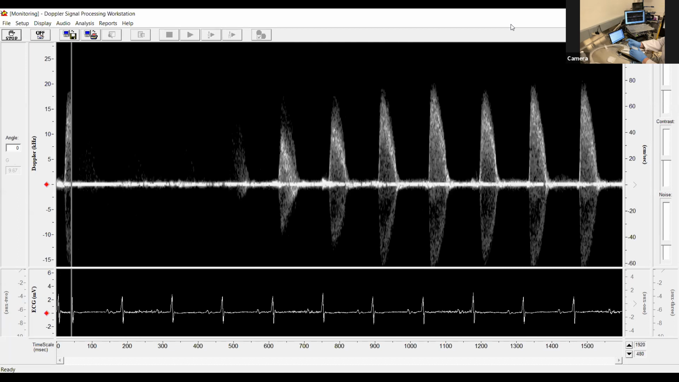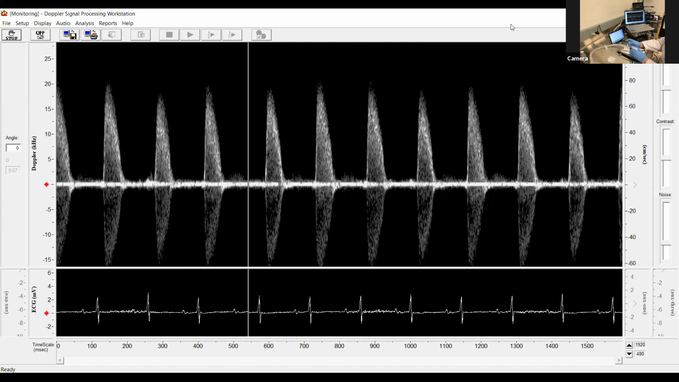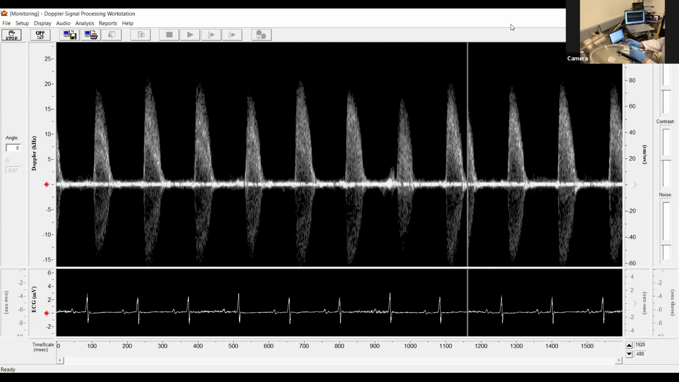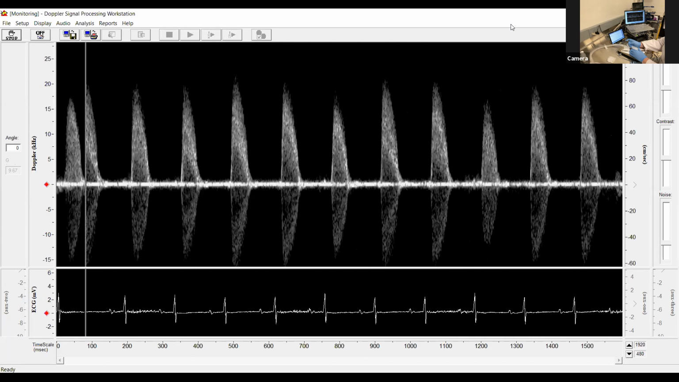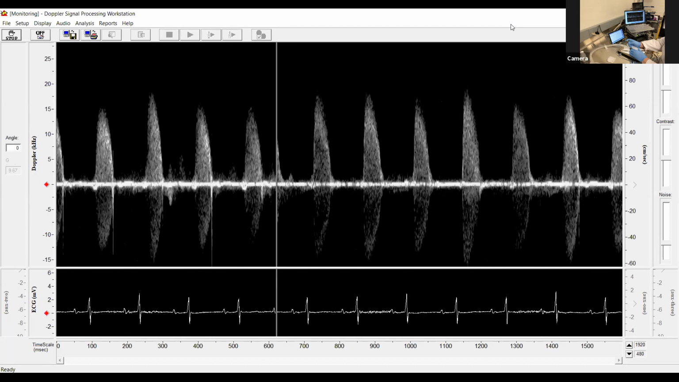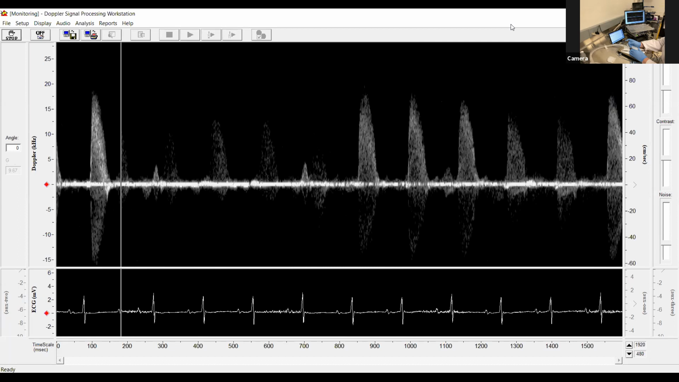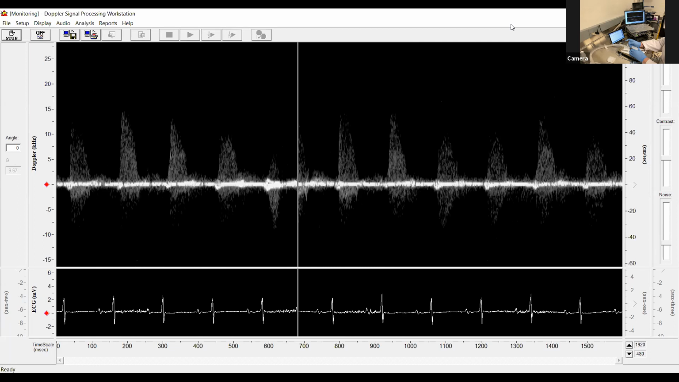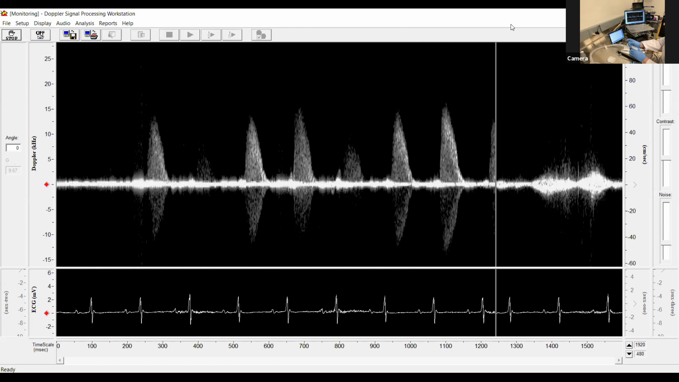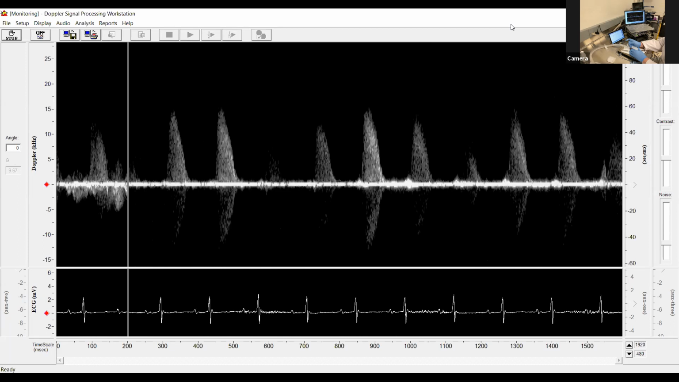Okay, so we will see a nice strong signal from the aorta. So this is our aortic outflow. So again, we're seeing a nice strong signal moving in the positive direction. From there, you'd be able to measure the velocity and area under the curve and get some measurements in terms of timing intervals.